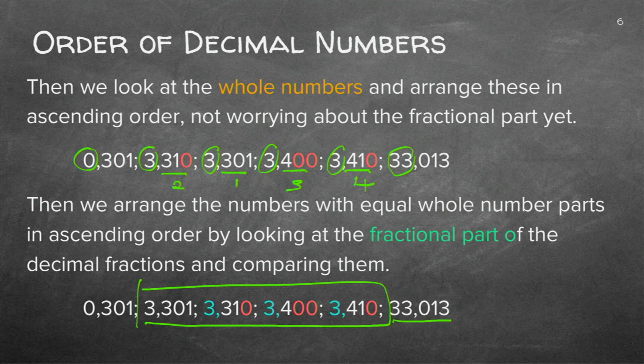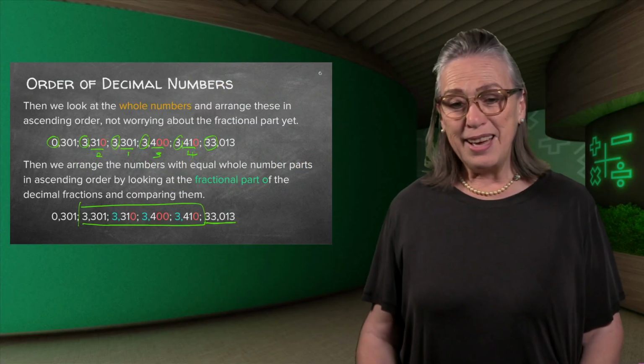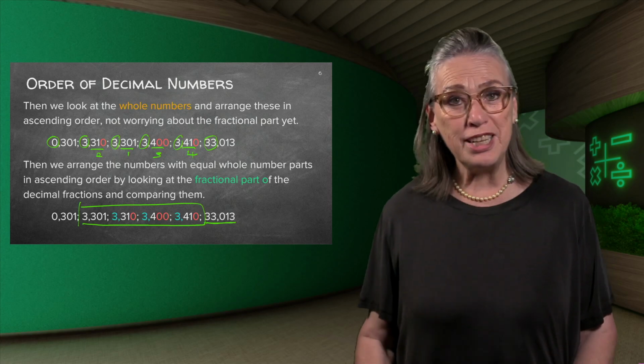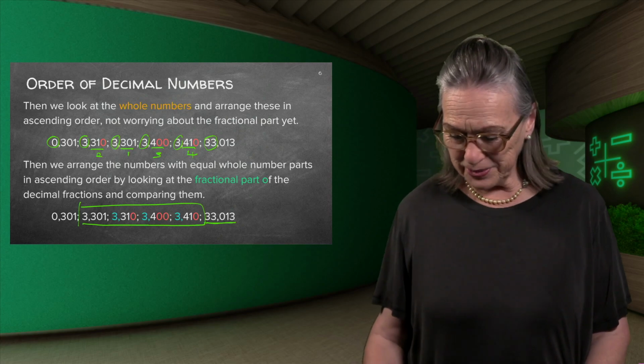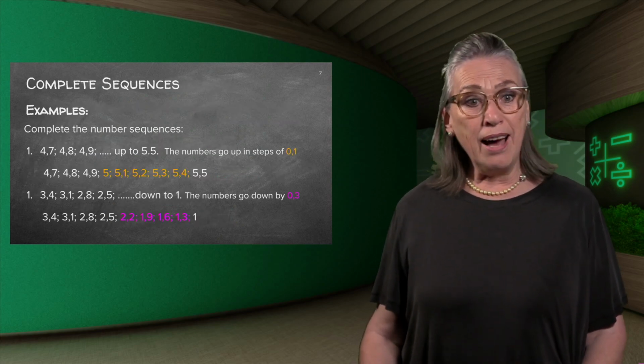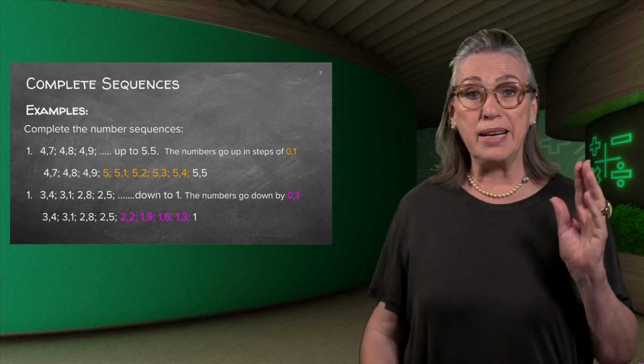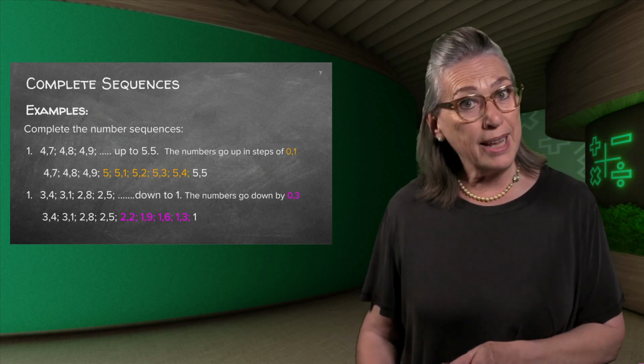So here's our answer. 0,301, 3,301, 3,310, 3,400 and 3,410, and then our big number 33,013. Easy. Please pause and make sure that you understand what I did. Okay, cool.